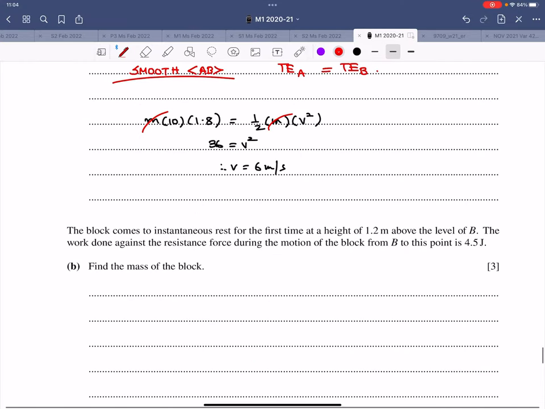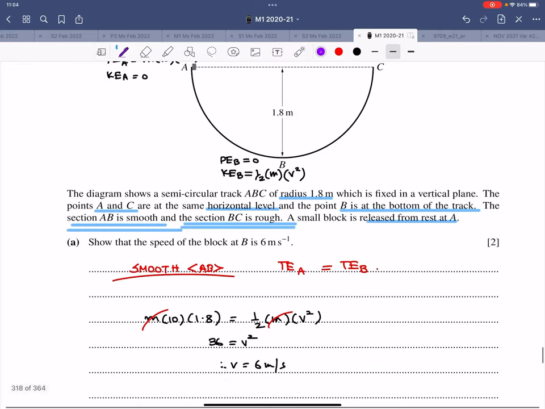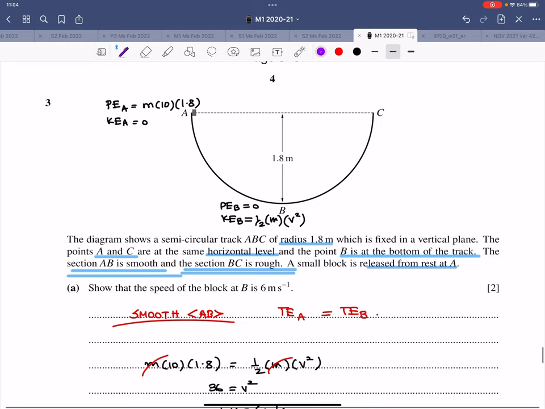So the rough section is BC. What does it say? The block comes to instantaneous rest for the first time at a height of 1.2 meter above the level of B. So that means somewhere here, let me label this distance as D. That is where the kinetic energy of the particle would be zero because it's coming to rest. And the potential energy, since this is 1.2 meter above the ground, is m into g into h, which is 1.2.